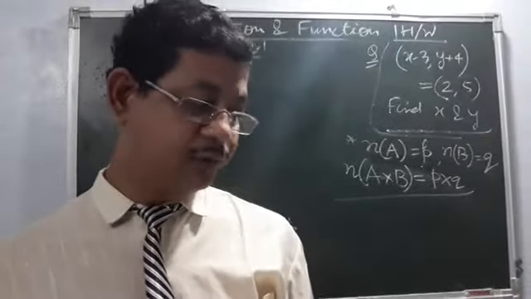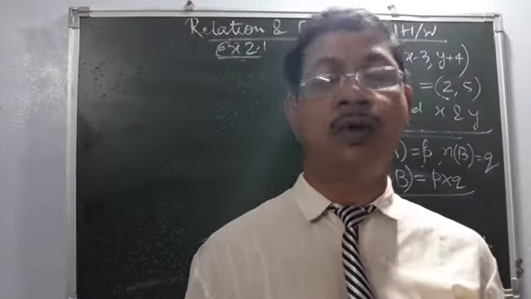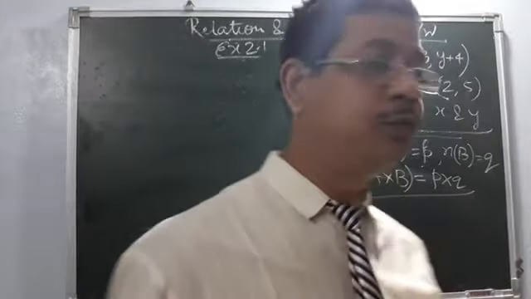Question number 2: if the set A has 3 elements and B is given, 3, 4, 5 are the elements in the set B, then find the number of elements in A cross B.